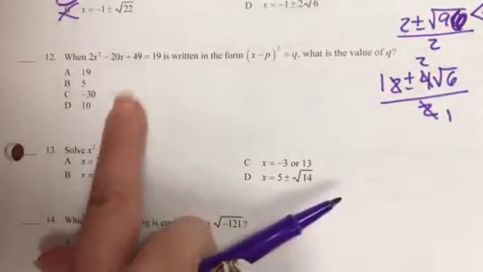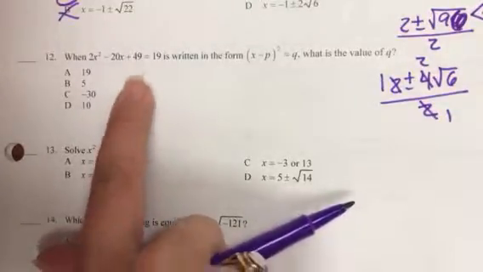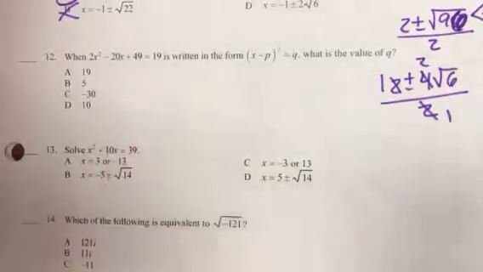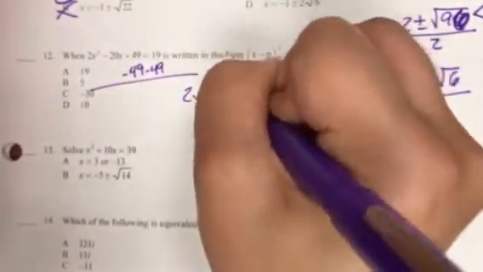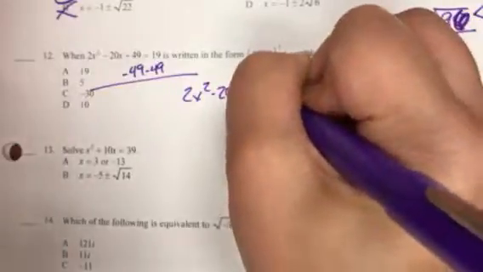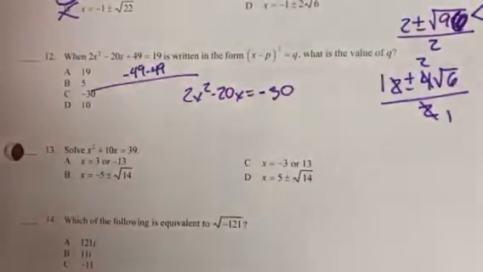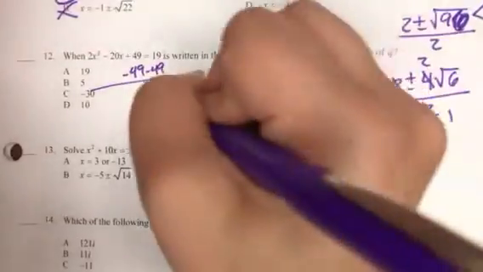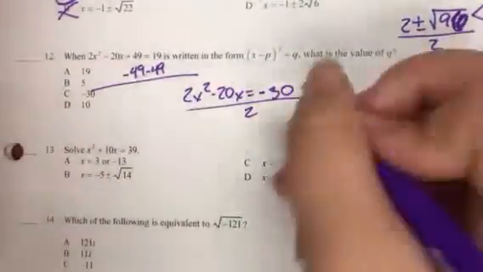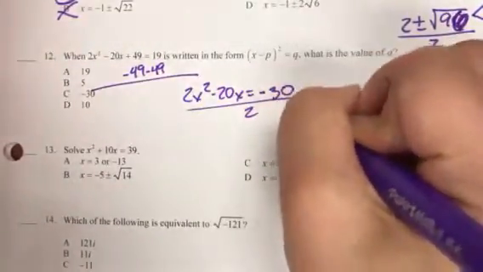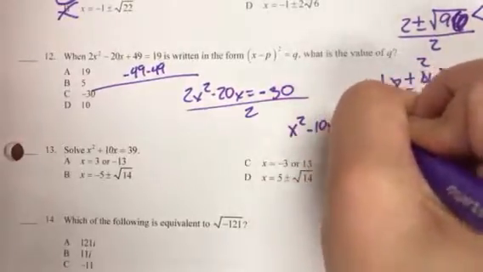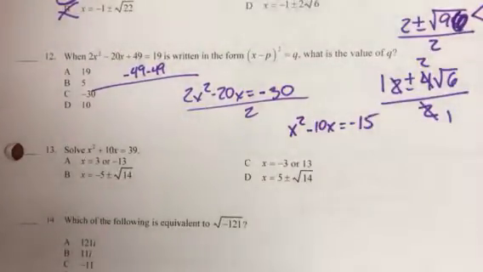So this is talking about when we're completing a square. So what I'm going to do is I'm going to divide this over here. Or I'm going to subtract it. So if I minus 49 from both sides, I'm going to get 2x squared minus 20x equals negative 30. All of this can be divided by 2. So I end up with x squared minus 10x equals negative 15.